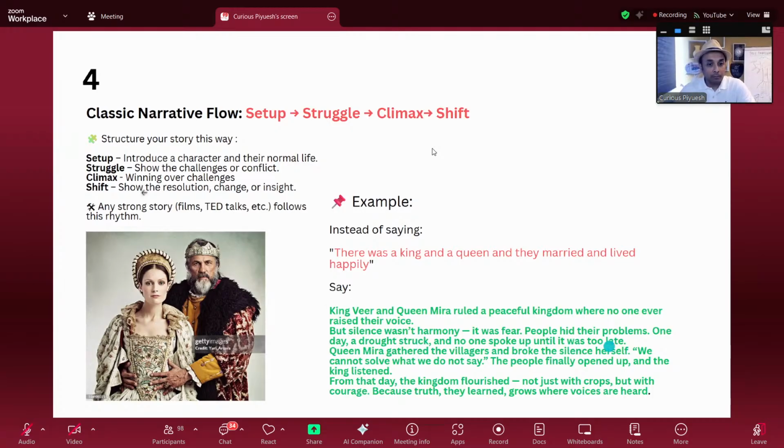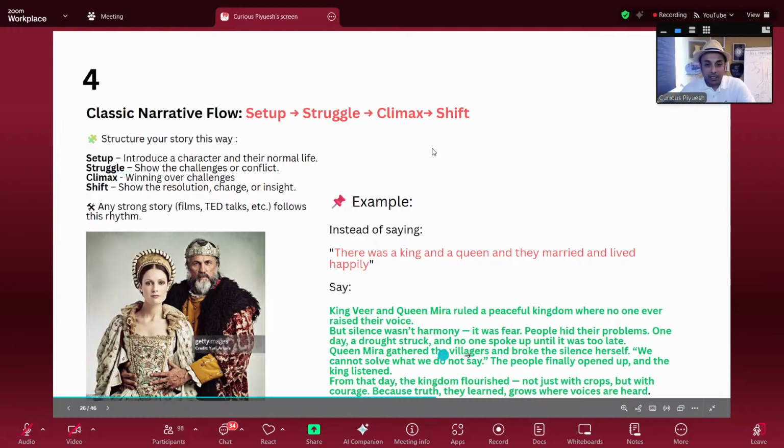The struggle. Queen Meera gathered the villagers and broke the silence herself. We cannot solve what we do not say. The people finally opened up and the king listened. Climax. Shift. From that day, the kingdom flourished. Not just with crops, but with courage. Because truth, they learned, grows where voices are heard. Are you imagining the 4 stages being used?